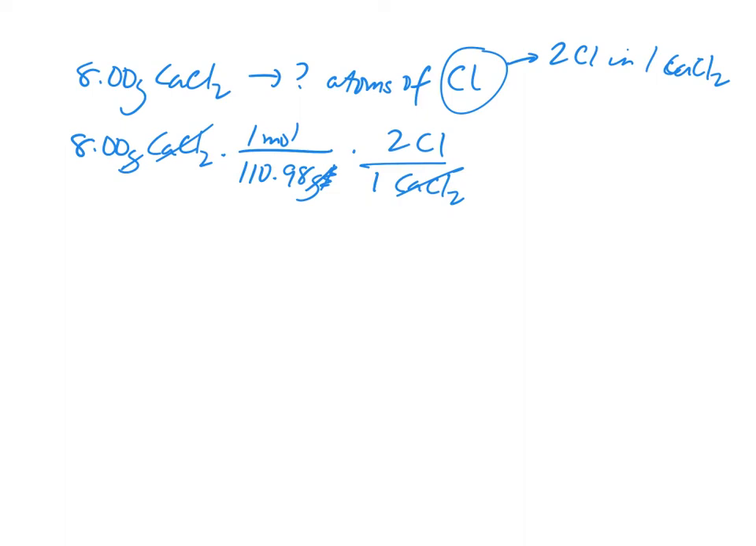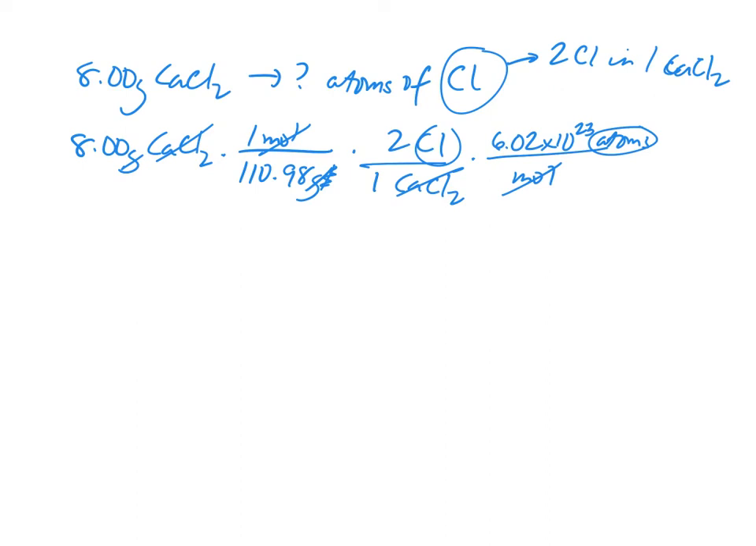So once we have moles of chlorine, we use Avogadro's number. It may have been a while, depending on when you did the summer work, since you've done this, but there are certainly 6.02 times 10 to the 23rd atoms per mole. And so the moles will divide out. And now we have the units that are left, atoms of chlorine at this point.